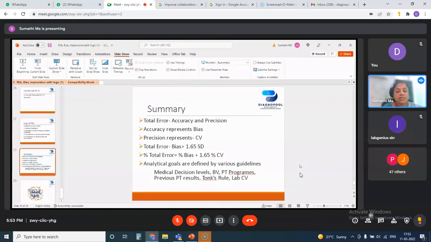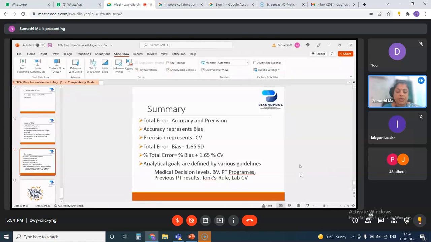So to summarize, total error comprises the accuracy part as well as the precision part. The accuracy part is captured in terms of bias, and the precision part is captured in terms of CV. Total error is calculated by bias plus 1.65 SD. So why 1.65 instead of 2? When you want to calculate percentage total error, you need to calculate percentage bias plus 1.65 times percentage CV.